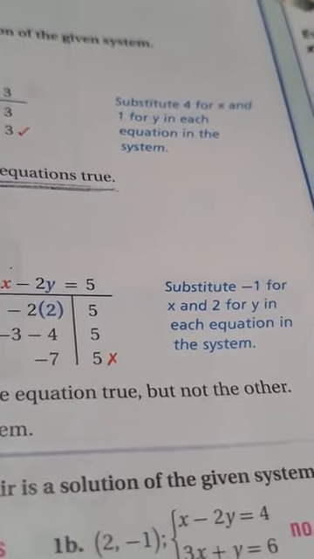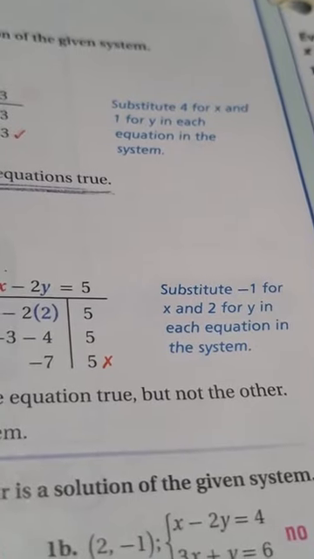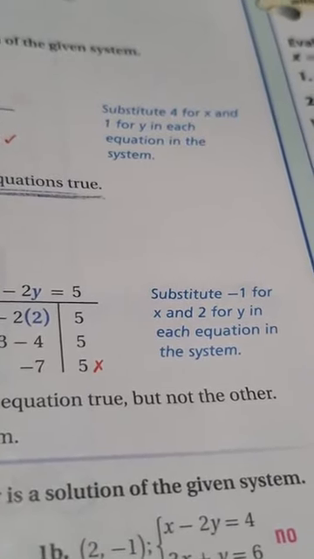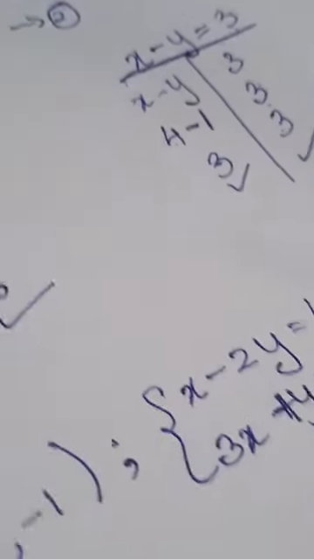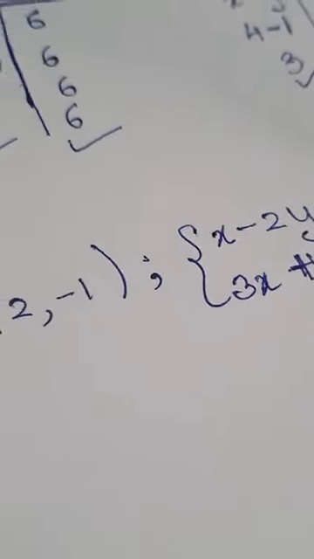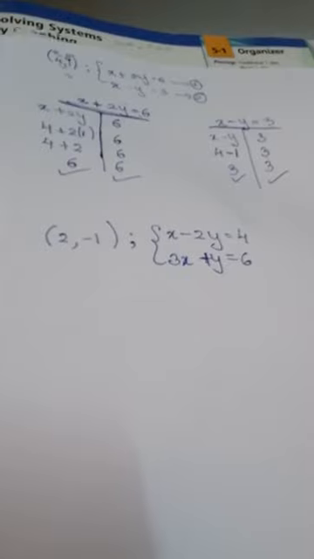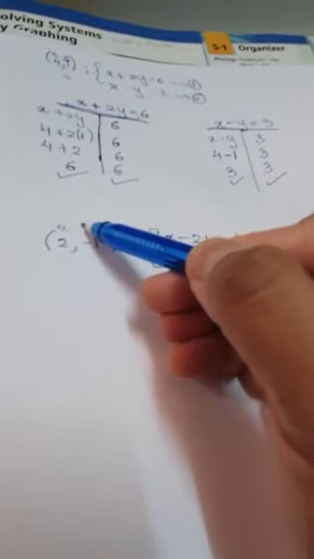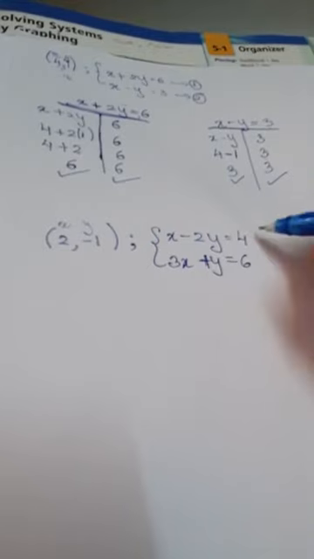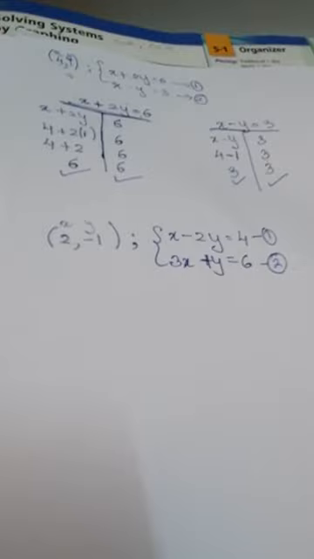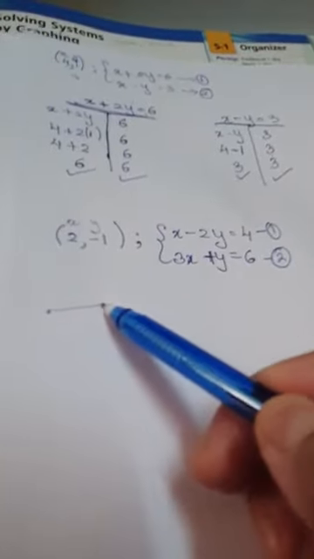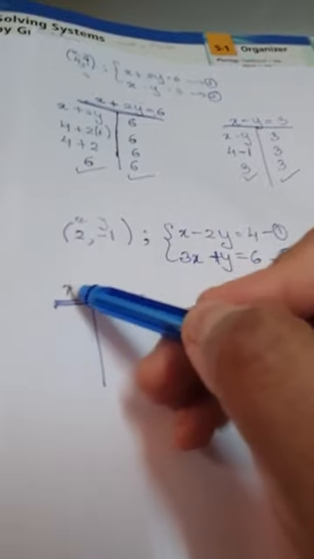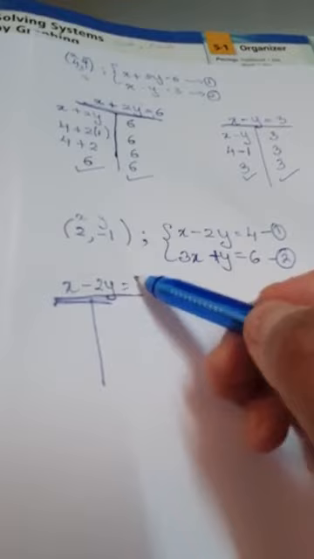The ordered pair given for us is 2, minus 1. And the two linear equations given are x minus 2y equals 4 and 3x plus y equals 6. So how are you going to solve these? This is the question. 2 and minus 1 is the ordered pair given. So what do you need to do? You need to write x and y. This is equation number 1, this is equation number 2. What's the first step? Draw a T table. Write the first equation, that's x minus 2y equals 4.